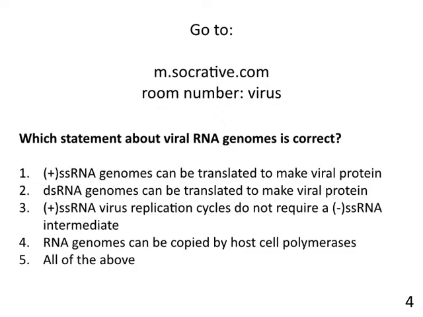Double-stranded DNA genomes can be translated. They can't. They have to have an mRNA made from the double strand, because the ribosome can't access the double-stranded DNA. So that doesn't work. Single-stranded, plus-stranded RNA virus replication cycles do not require a minus single-strand intermediate. They do. To replicate, they have to go through a minus strand. RNA genomes can be copied by host cell polymerases. That's wrong. That's one thing I was trying to emphasize, and of course it's none of the above.